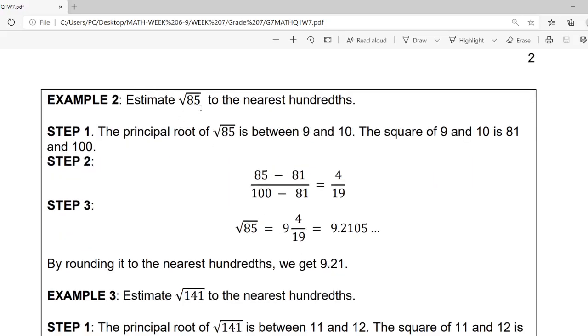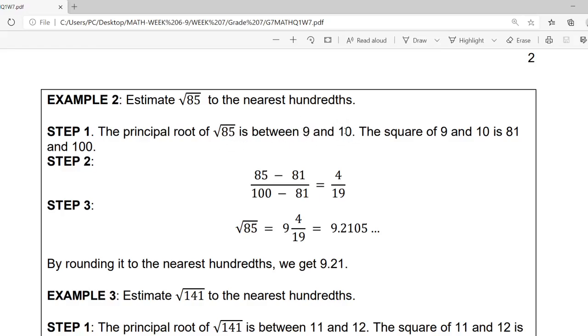Example 2. Estimate square root of 85 to the nearest hundredths. Again, step 1. The principal root of 85 is between 9 and 10 because if we determine the perfect square numbers, 85 is in between 81 and 100. 81 is a perfect square, 100 is a perfect square. So therefore, 85 is in between. The square root of 81 is 9.